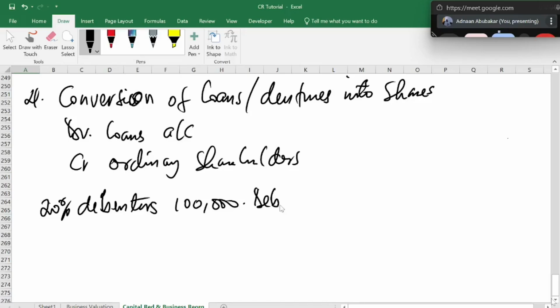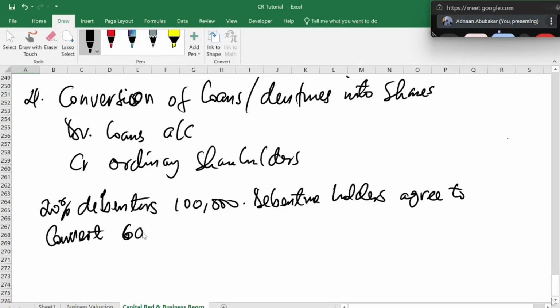Debenture holders agree to convert 60,000 of their loans into what? Into shares.